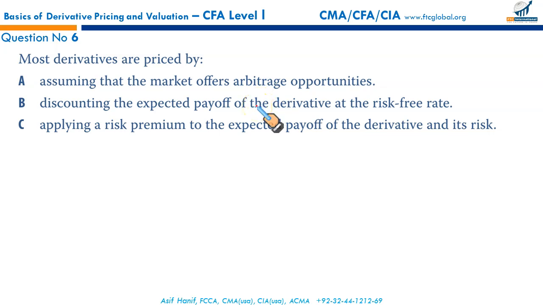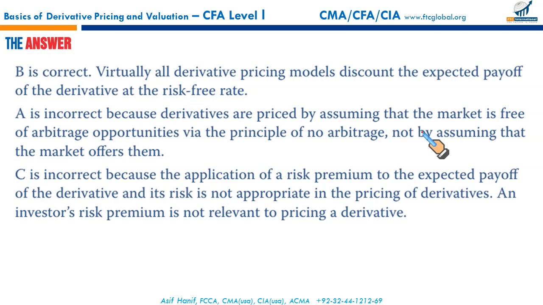B. Most derivatives are priced by discounting the expected payoff of the derivative at the risk-free rate. That is true. All derivative pricing models discount the expected payoff of the derivative at the risk-free rate. So that makes B the correct option. Why not C? Applying a risk premium to the expected payoff of the derivative and its risk. That's something we don't do in pricing the derivative, and investors' risk premium is not relevant to pricing a derivative. It's an incorrect option. So B is the right option.